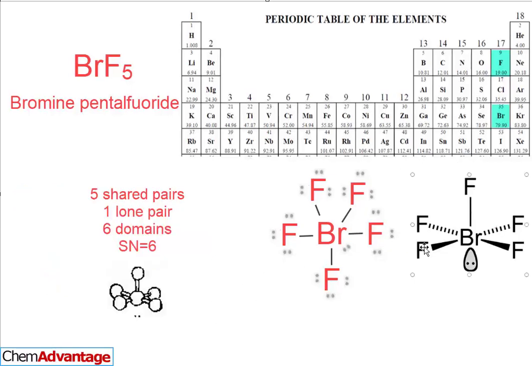And here you can see we've got 5 shared pairs around our bromine. And we have 1 lone pair, and that creates 6 domains. Now that type of structure is very interesting. We'll deal with structures later, but this is roughly what it looks like. And here's another diagram showing the fluorine sort of in a 3-dimensional arrangement, with that lone pair down here, which really actually would take up a little bit more space than that. Typically, these lone pairs are supposed to take up more volume. The pentafluoride stuff is very interesting.